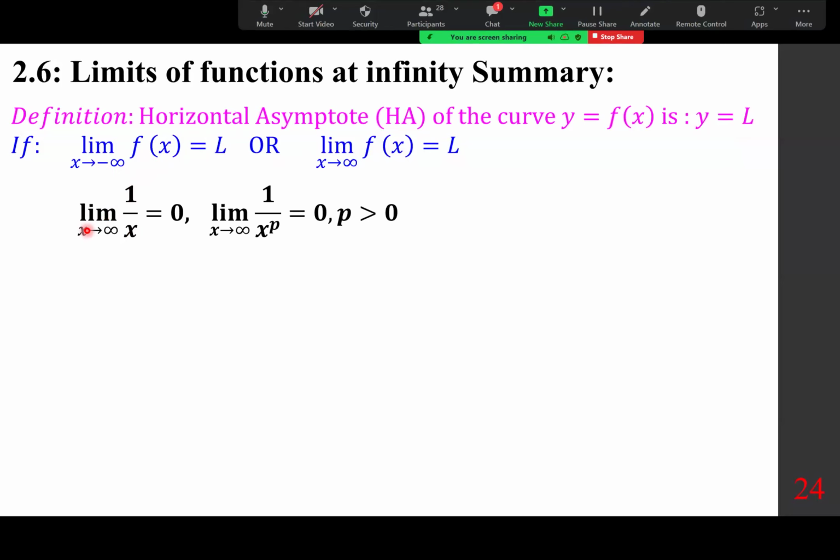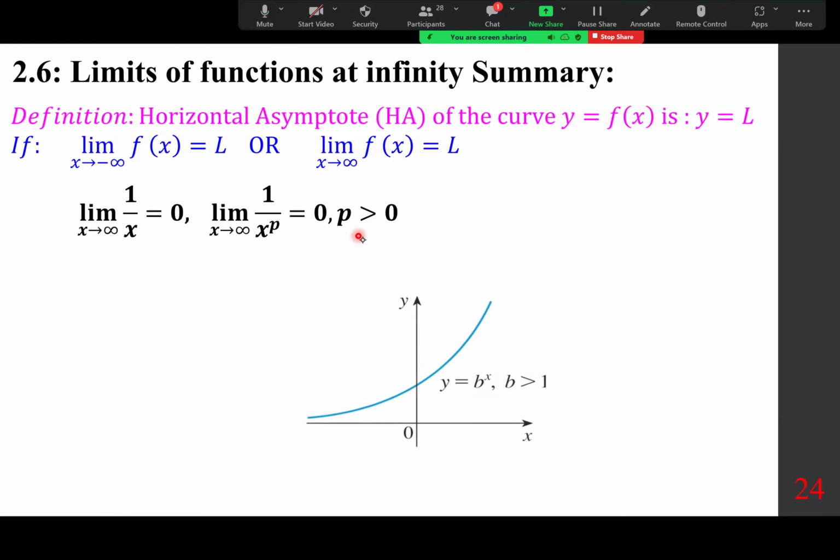1 over x, if you take the limit as x approaches infinity, becomes 0. 1 over x to the power of p, if you take the limit as x approaches infinity, is 0 when p is larger than 0. So for both cases, the limit becomes 0, and therefore y equals 0 in both cases would be a horizontal asymptote.